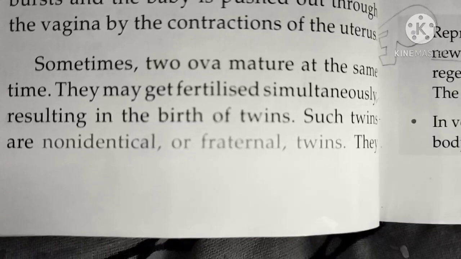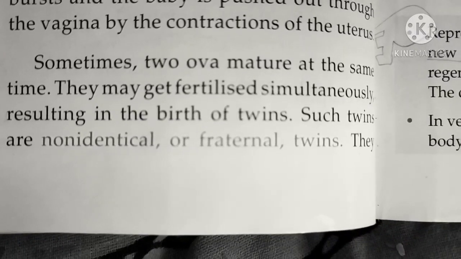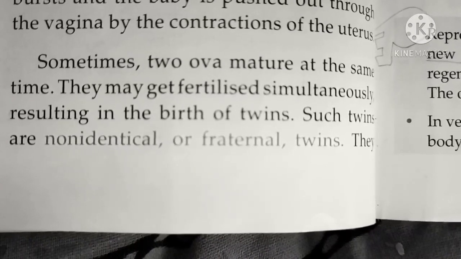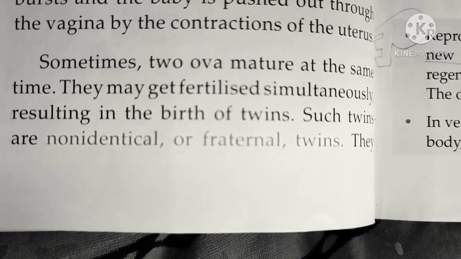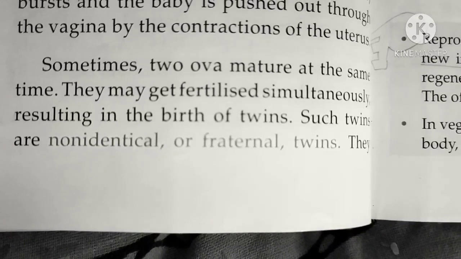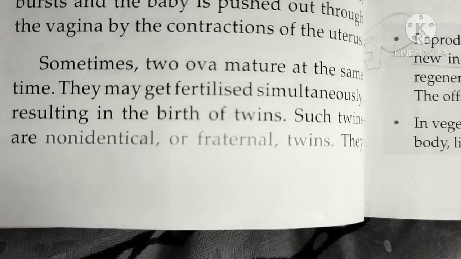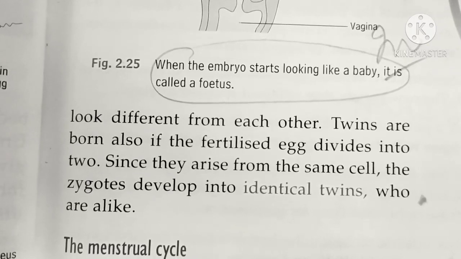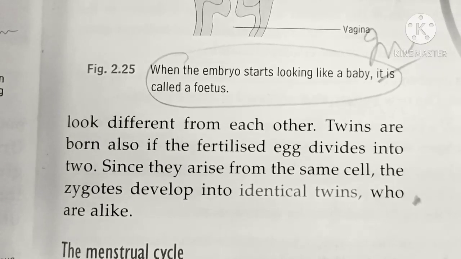Sometimes two ova mature at the same time. They may get fertilized simultaneously, resulting in the birth of twins. Such twins are non-identical and they are also called fraternal twins. And these fraternal twins look different from each other.